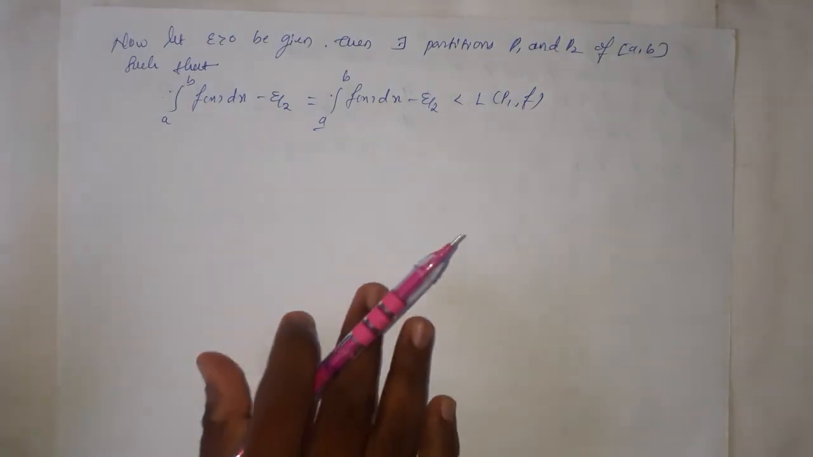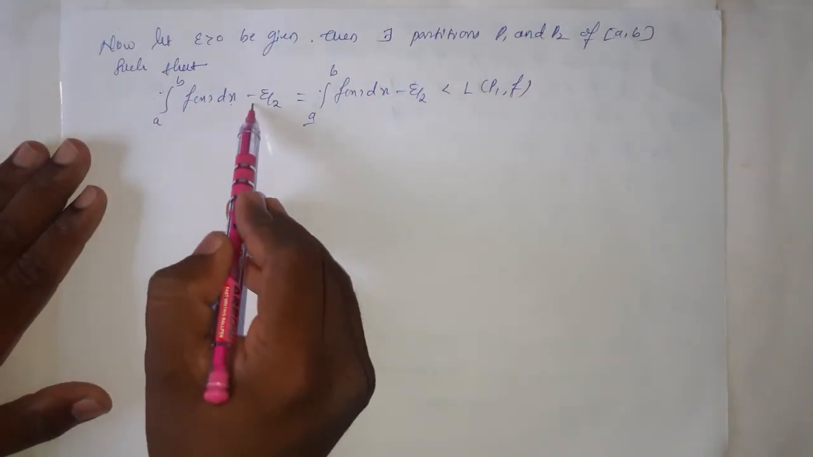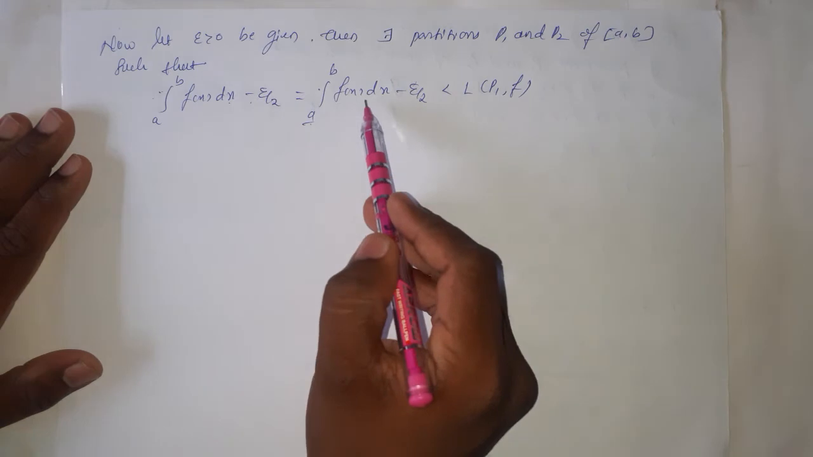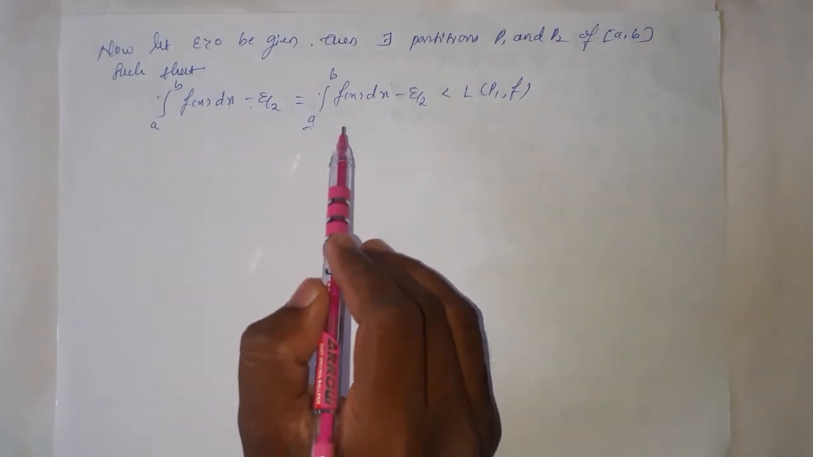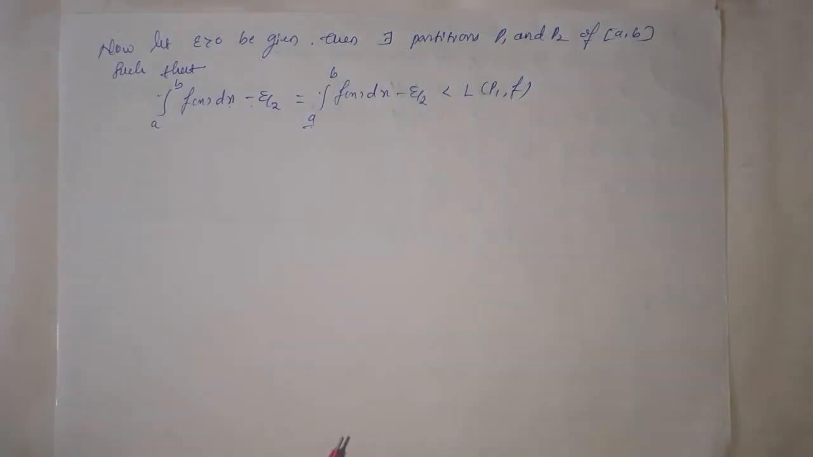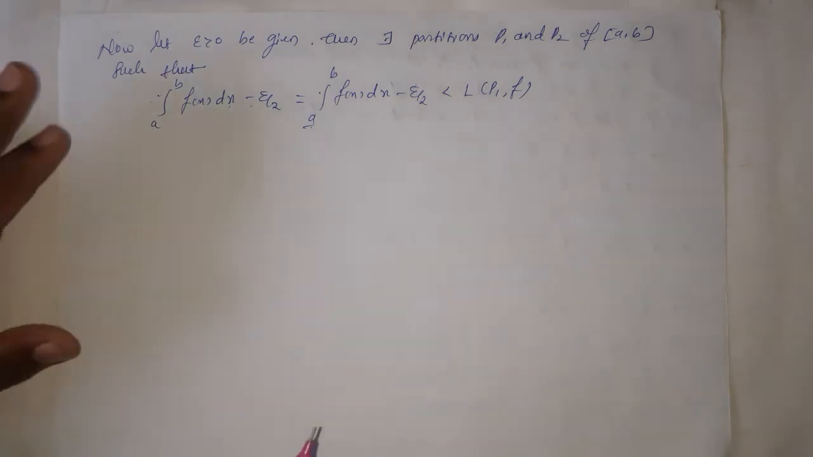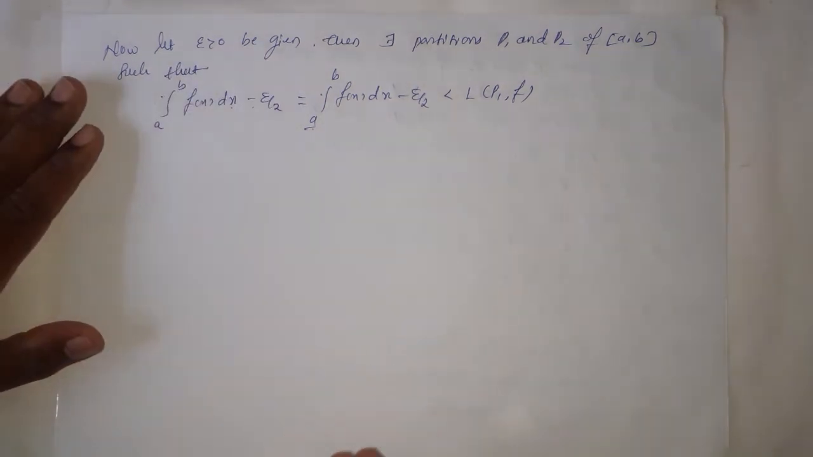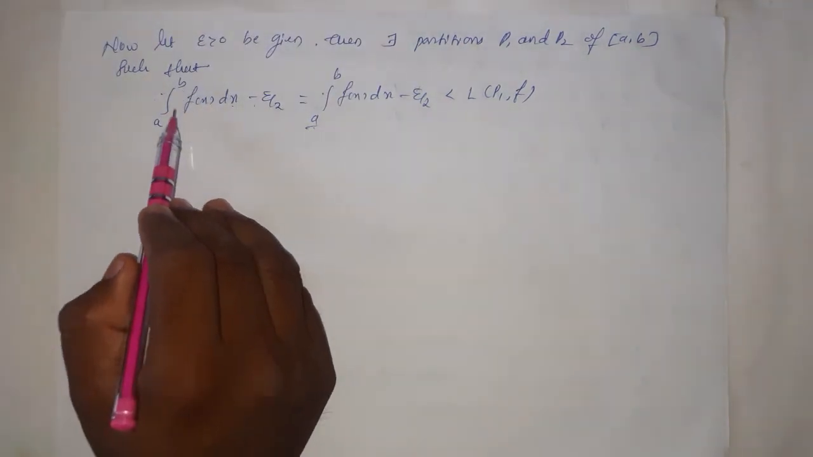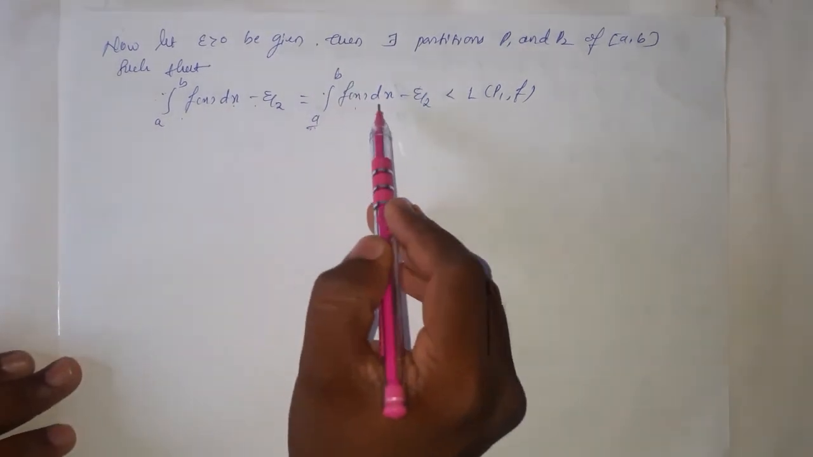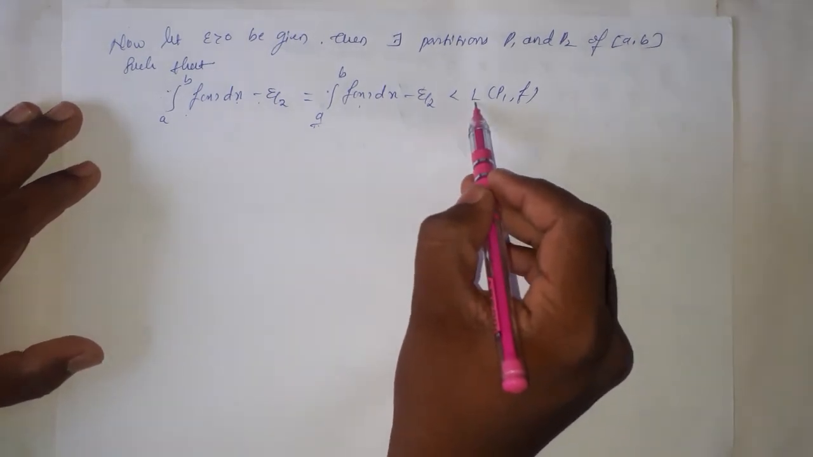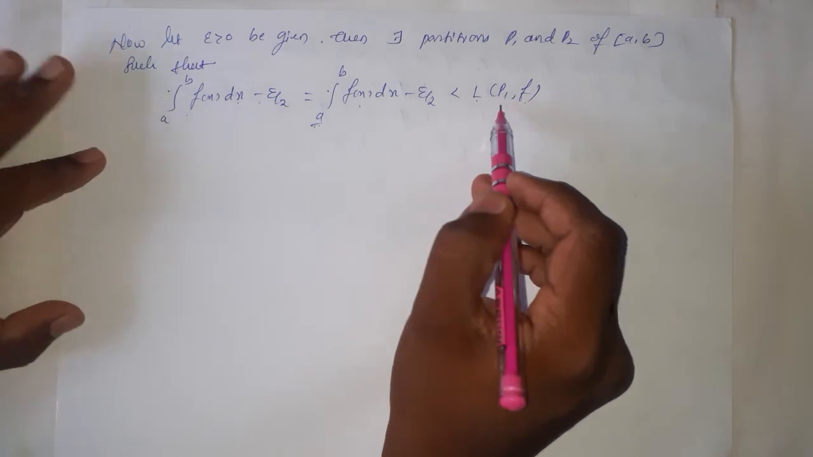Now here we have considered integration over a to b of f of x dx minus epsilon by 2, and in place of integration over a to b we have considered the upper integral a to b of f of x dx. This is because the function f is Riemann integrable, and if the function is Riemann integrable then its lower Riemann integral is equal to its upper Riemann integral. Those two values are equal to the common value of the integral, so we can replace this integral by the upper integral. Then the integral of f minus epsilon by 2 is less than L(P1, f), the lower Riemann sum of the function f in the partition P1.